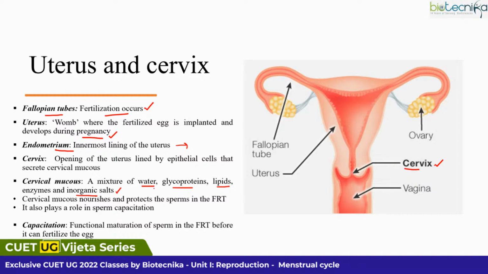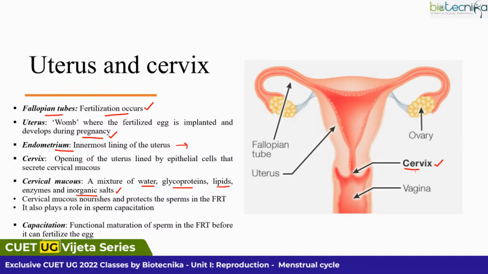So you need to know what all it is composed of. Sometimes they ask you in multiple choice questions, so it is necessary that you know its composition. And the function of the cervical mucus basically is it helps in nourishment, as well as when the sperm moves inside the female reproductive tract. So the cervical mucus secretions actually help or protect the sperm in the female reproductive tract.